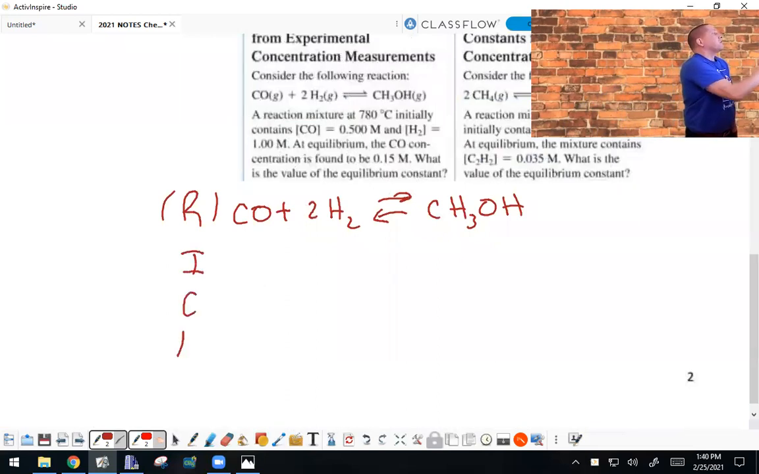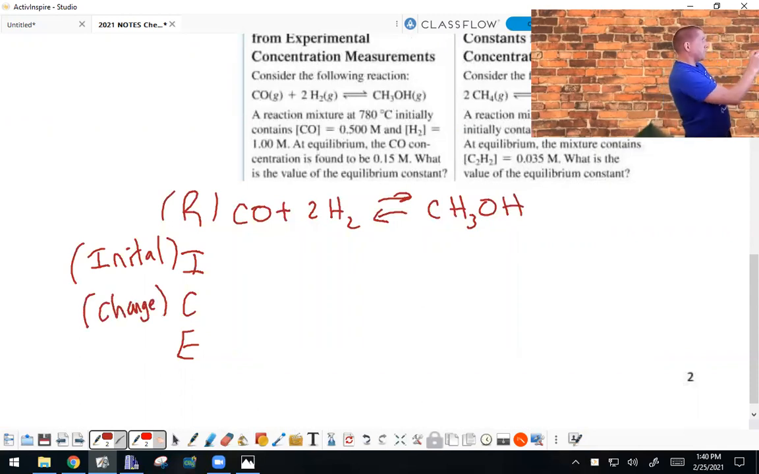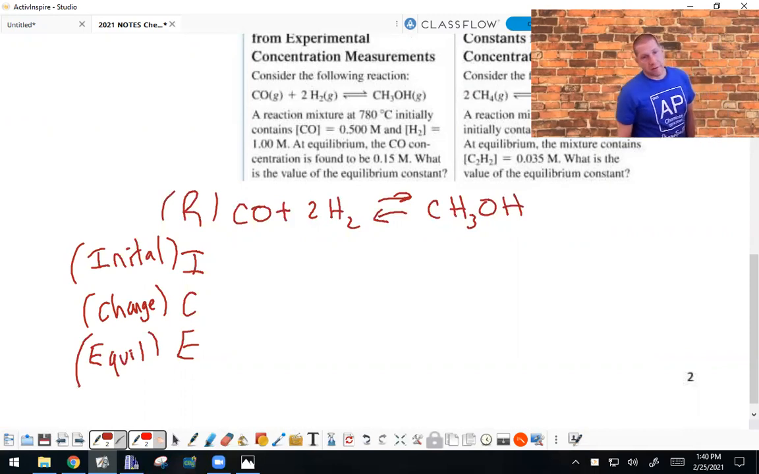So the ICE goes like so, and they stand for the initial concentrations. So what's happening in the beginning, the change that occurs, and this change is done in terms of x, you're going to see, and it follows the stoichiometry. And then this is the equilibrium concentrations. So the difference between the initial and the equilibrium is that equilibrium is at equilibrium. The initial can be literally any values.